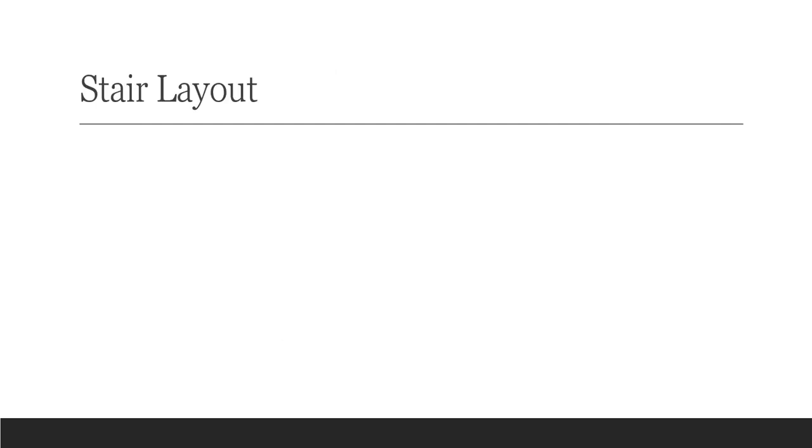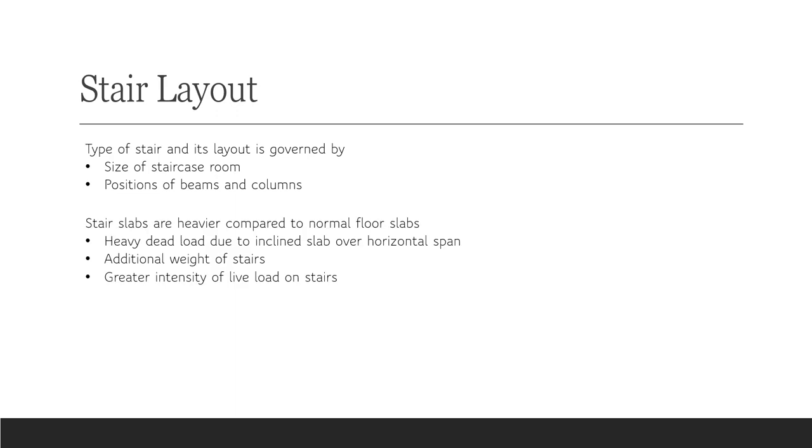Next is layout of stairs. The type of stairs and its layout is governed by the available size of staircase room and the positions of beams and columns along the boundary of the staircase. The stair slabs are heavier as compared to the floor slabs. This is because of heavy load due to the inclined length of slab acting over horizontal span, additional weight of stairs, and greater intensity of live loads on stairs.